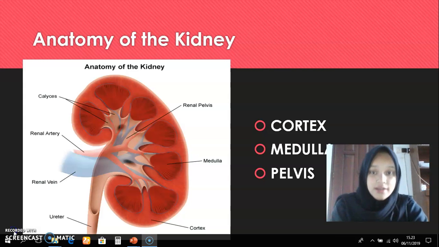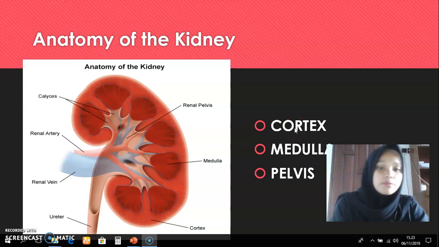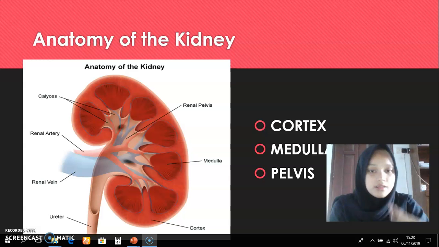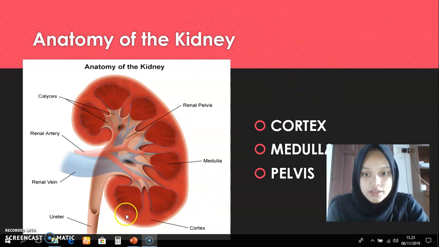And this is the anatomy of the kidneys. The most important parts of the kidney are, first, the cortex. This is the cortex. And the second is the medulla. This is the medulla. And the third is the pelvis. This is the pelvis.